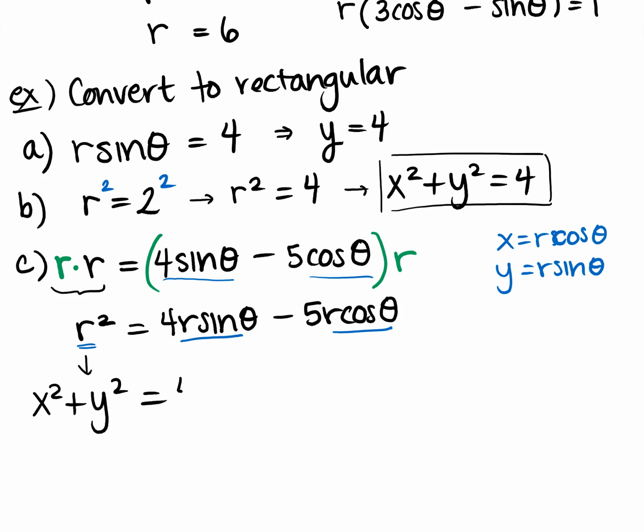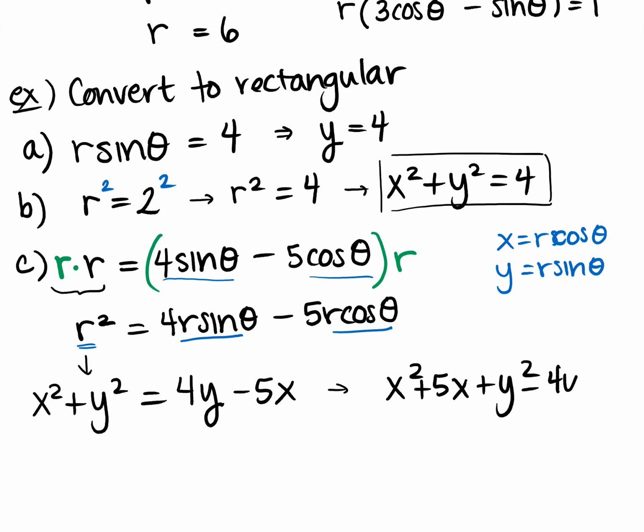What does this r sine theta become? It becomes 4y. The r cosine theta becomes just x, and then I could put everything equal to 0 if I wanted to. I could rewrite this as x squared plus 5x plus y squared minus 4y equals 0. I believe it's a circle if we complete the square and combine like terms. It's a circle that's been shifted around a bit, right?